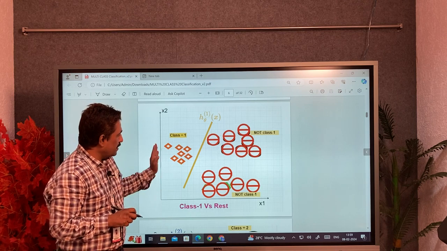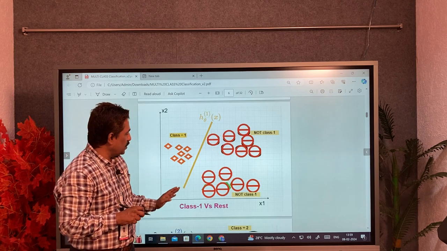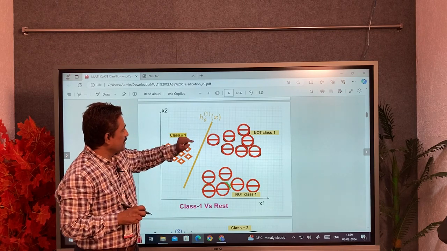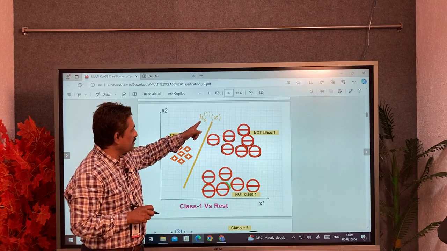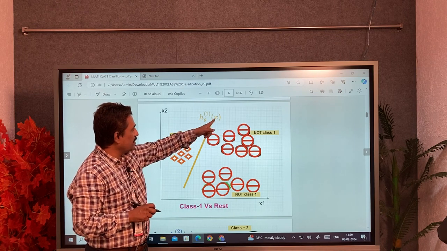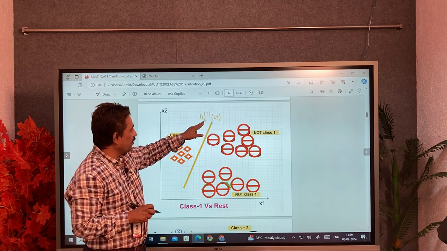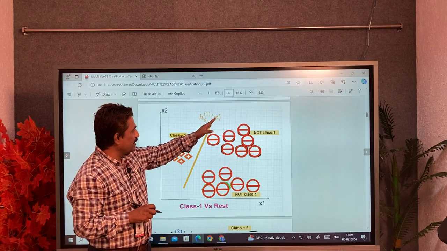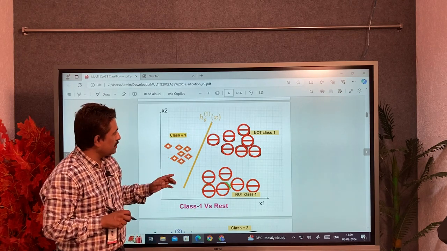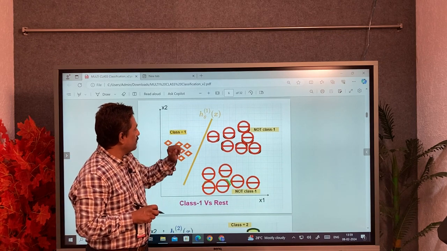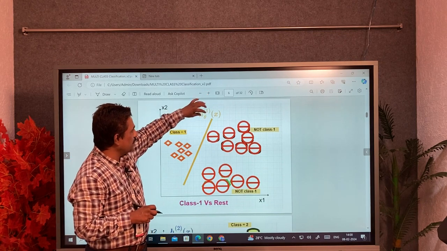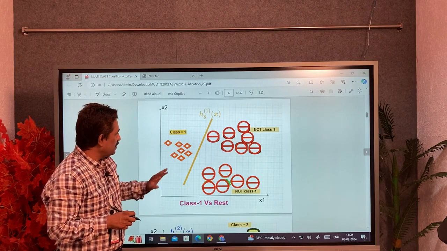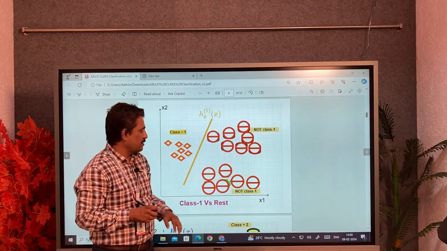After modifying the data set, we have to learn the hypothesis function h, given the modified training data set and given the parameters theta. After learning, it will give a decision boundary like this. So, we call it h theta 1. Here 1 denotes it is the classifier model for class 1. It separates class 1 versus the remaining classes.